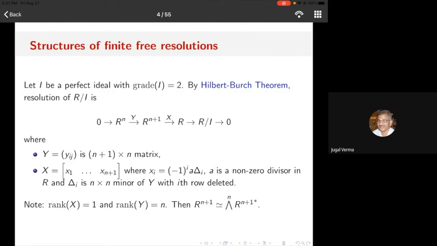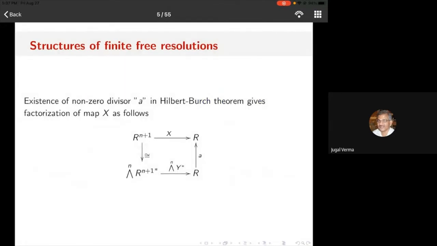By the rank-nullity theorem, we can see that the rank of X plus the rank of Y is n plus 1. That gives an isomorphism from R^(n+1) to the nth exterior power of R^(n+1) star, where star denotes the R dual. As a consequence, the existence of the non-zero divisor in the Hilbert-Burch theorem gives the factorization of the map X.